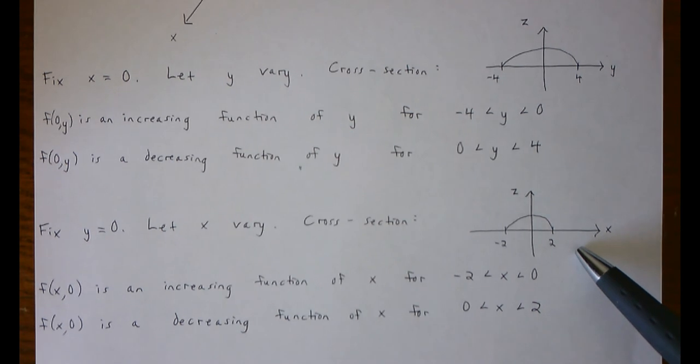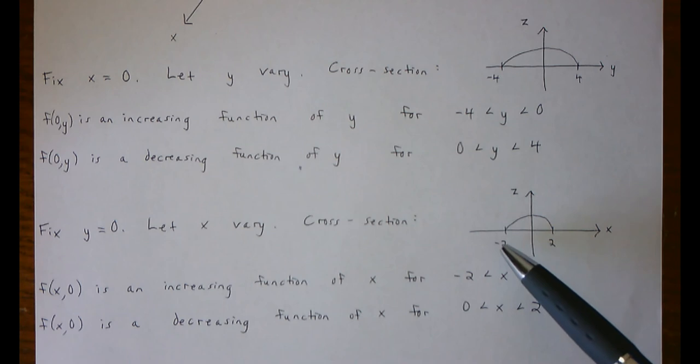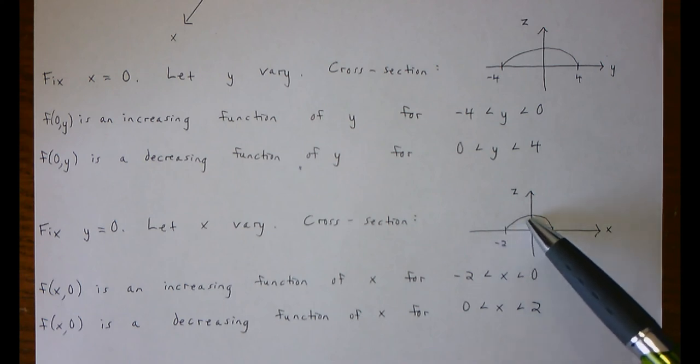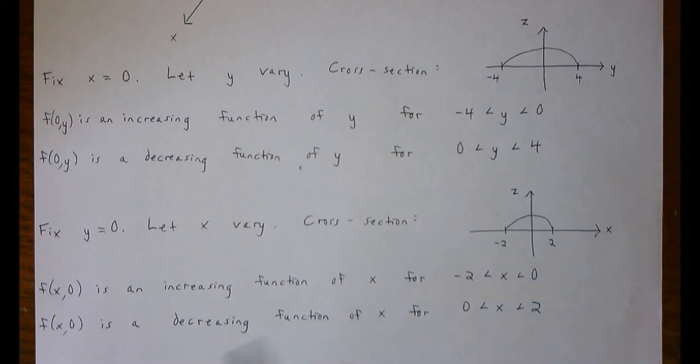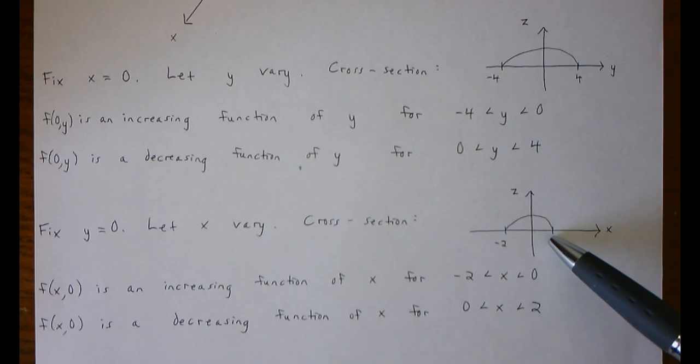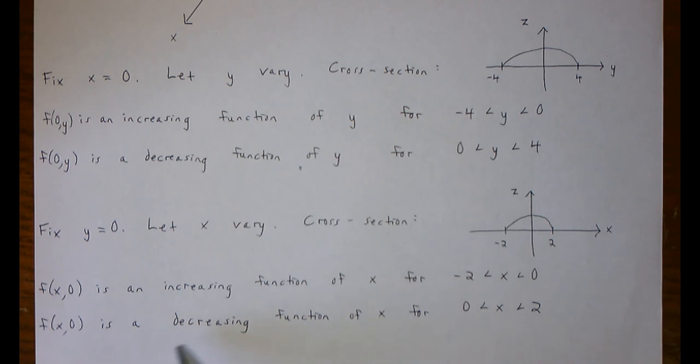And what you see is for x running from -2 to 0, the outputs z are getting bigger. So we'd say f(x, 0) is an increasing function of x for x between -2 and 0. And then as x increases from 0 to 2, the outputs z are getting smaller. So we'd say f(x, 0) is a decreasing function of x for x between 0 and 2.